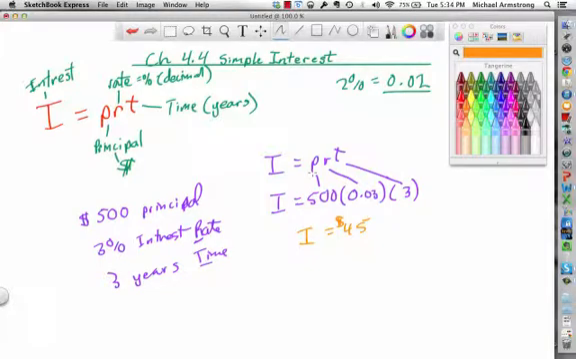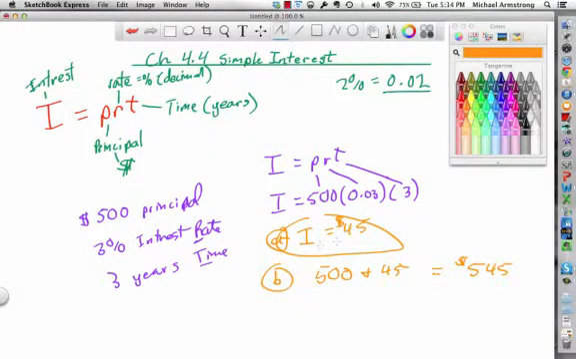It says, what is your interest earned after 3 years? And then letter B, they wanted to know what your total is. What's the balance after 3 years? So if you earned 45 and you started with 500, your balance is your total, or your principal, $500, plus what you made, which is 45, equals $545. Okay, it's not too hard. You have to add them together to get your total. Your percentage just finds what has grown.